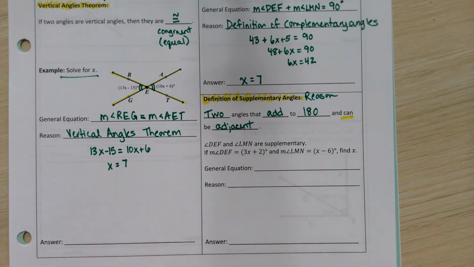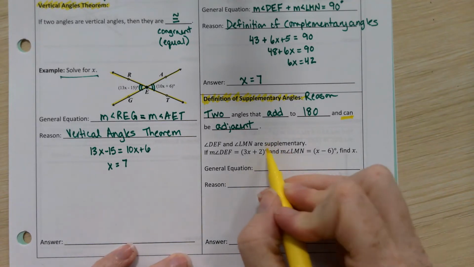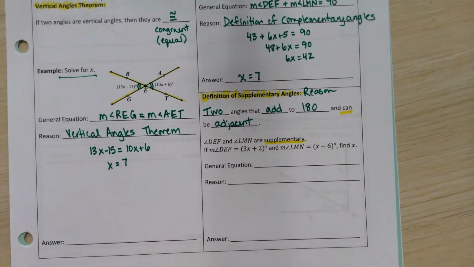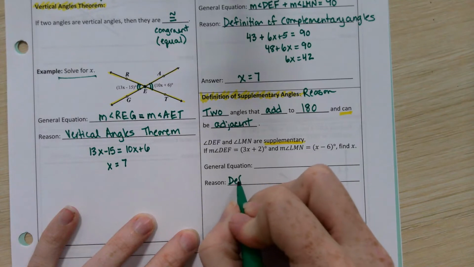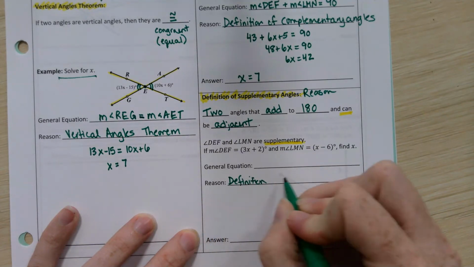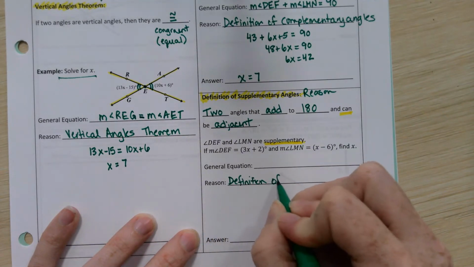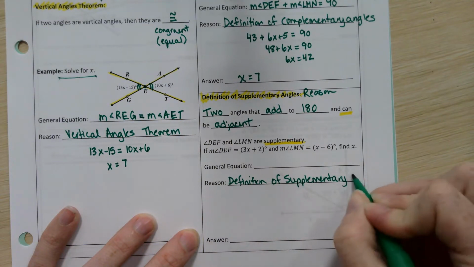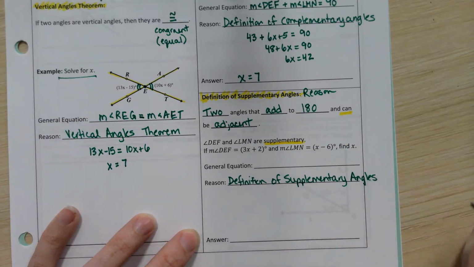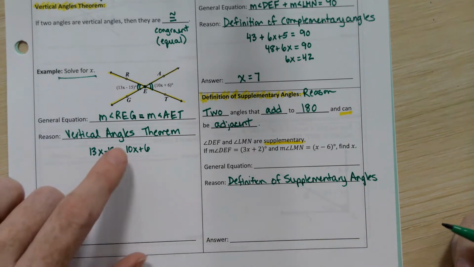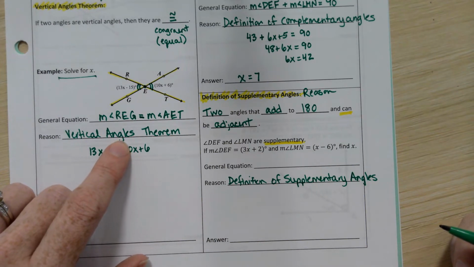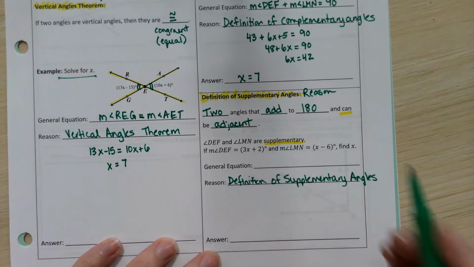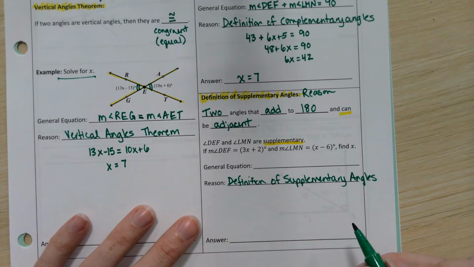So instead of seeing a picture of a linear pair like we did up in the top in the introduction, we will see the word printed out. If we see that word printed out, just like with the word complementary, we know that what we're going to use in our problem for our reason is the definition of supplementary angles. So it's not based on what we see in a picture, like it is for vertical angles theorem or linear pair theorem. It's based on that vocabulary word and understanding that vocabulary word.